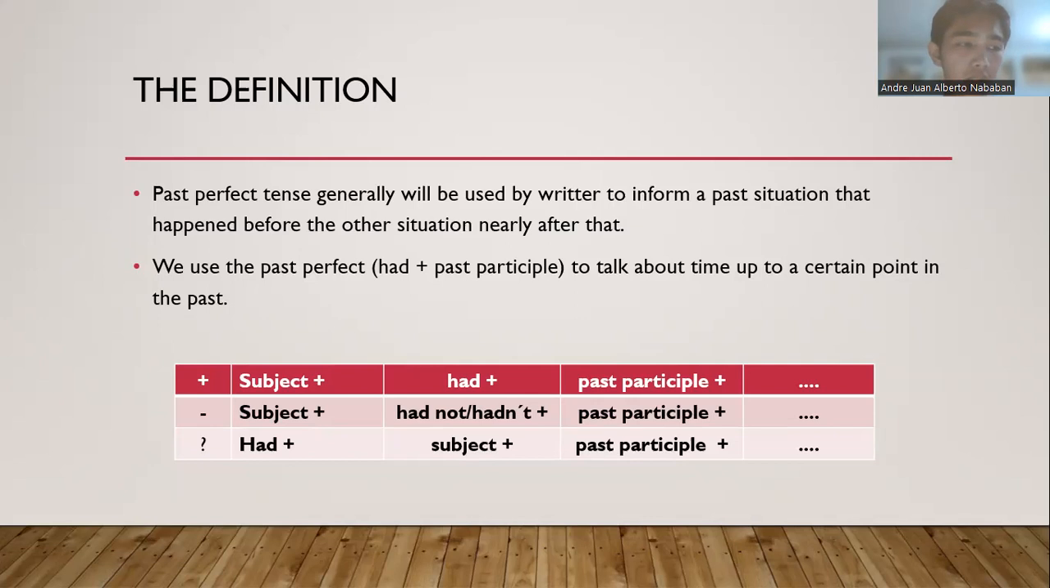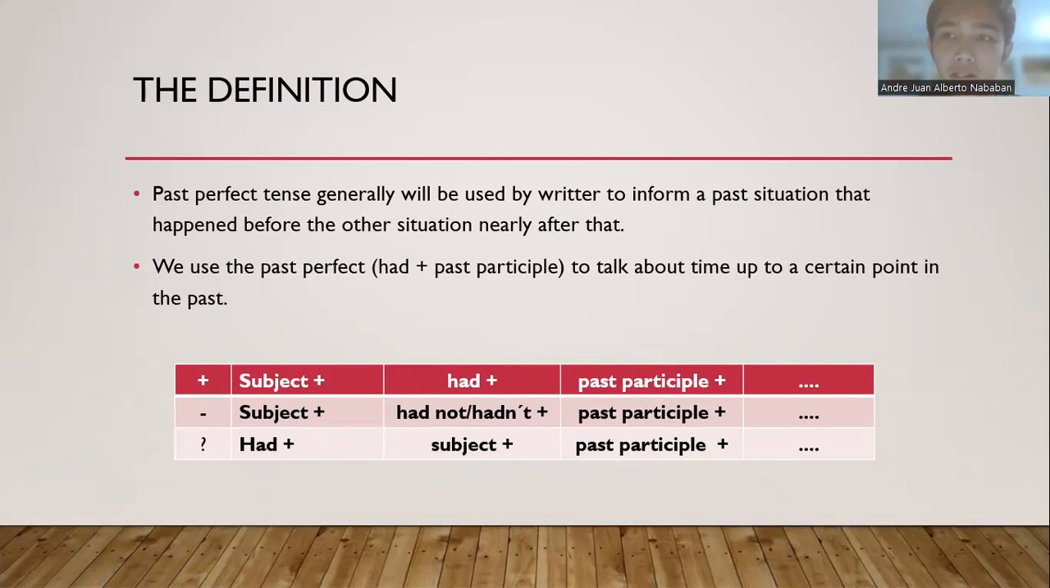So basically, this sentence explains that when we have two situations or two actions in the past, the past perfect tense is included there to explain that past situation that happened nearly after that. So it means the situation before. So if there are two situations in the past, the past perfect tense explains the situation that happened first, or that happened before the nearly after that situation.